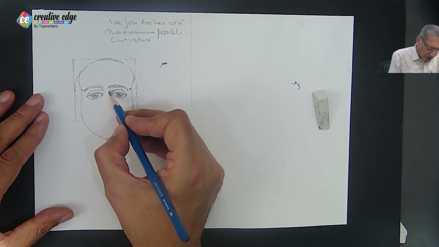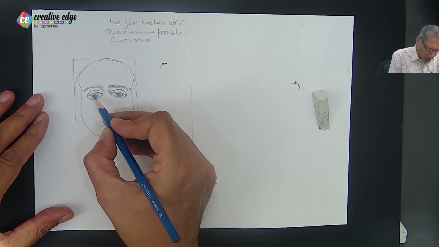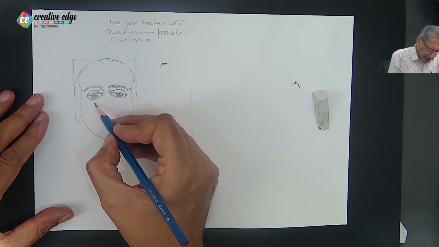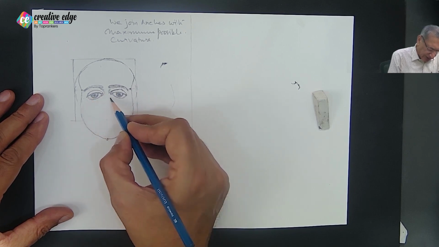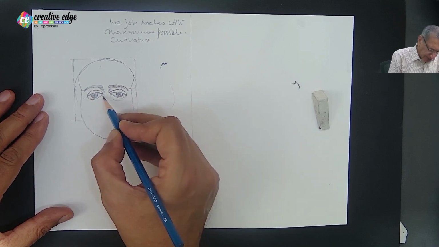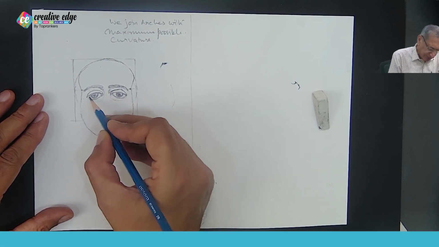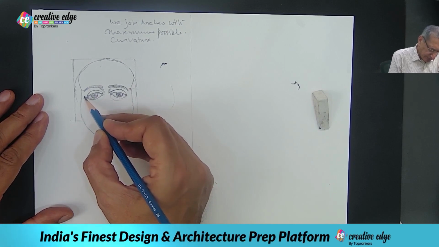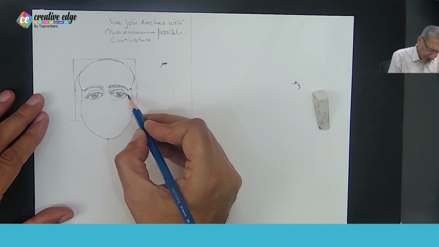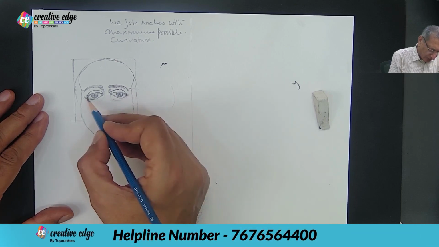Remember, the nose starts from the eyebrow and not from the eye. And the eye is nothing but a ball which is embedded into this slit. These are the eyelashes, more lashes on the corner.